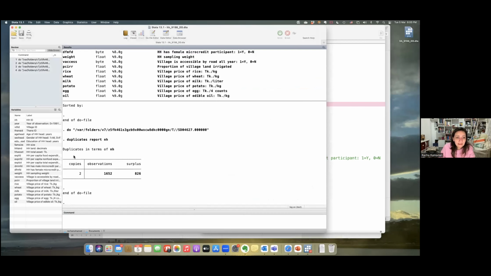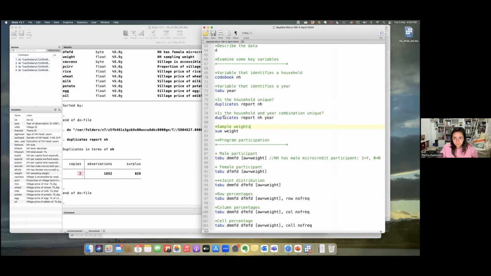And here you see that it tells you the results of the command: the household identifier is repeated twice. So we have each unique identifier of the household repeated twice. And this is expected given that we have panel data. We expect that, and this is long data. So we know that each observation will be observed twice.